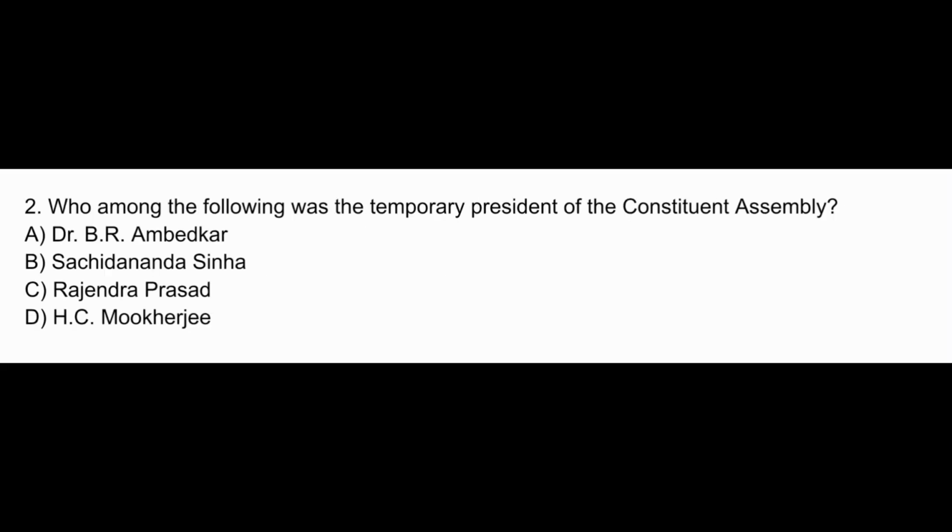The next question, who among the following was the temporary president of the Constituent Assembly? Option A, Dr. B.R. Ambedkar. Option B, Sachidananda Sinha. Option C, Rajendra Prasad. Option D, H.C. Mukherjee.